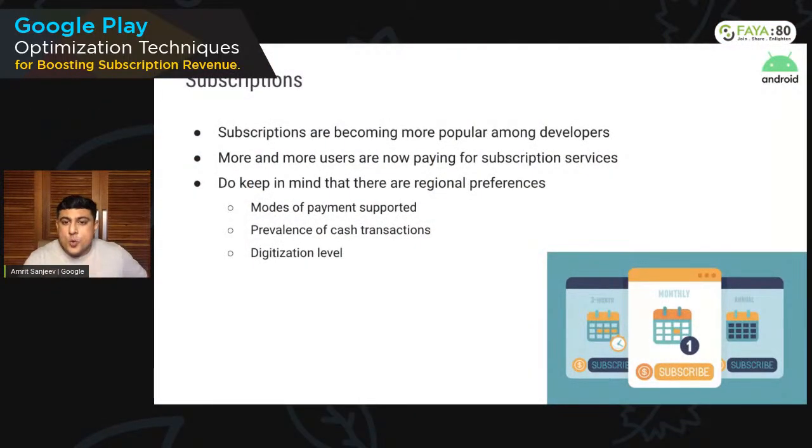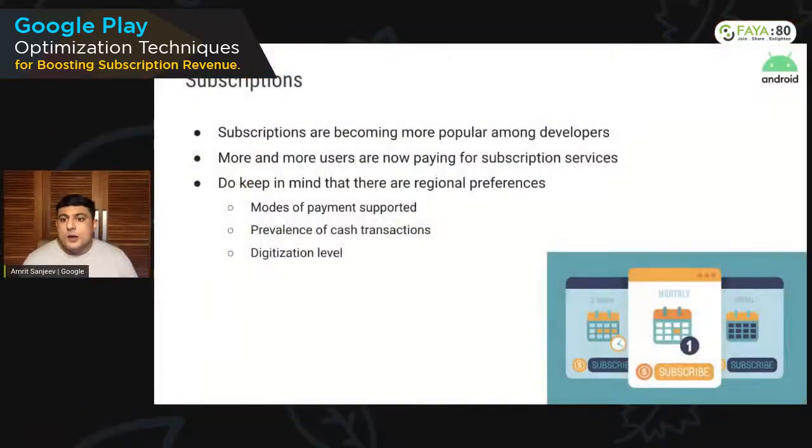But a couple of things, again: if you're looking at it only as an India app, or if you're looking at it like a global app, you need to look at a couple of things. One is the modes of payment supported. Say, for example, a majority of the users are going to use UPI in India. UPI does not support recurring payments, so that cannot be used for subscription.